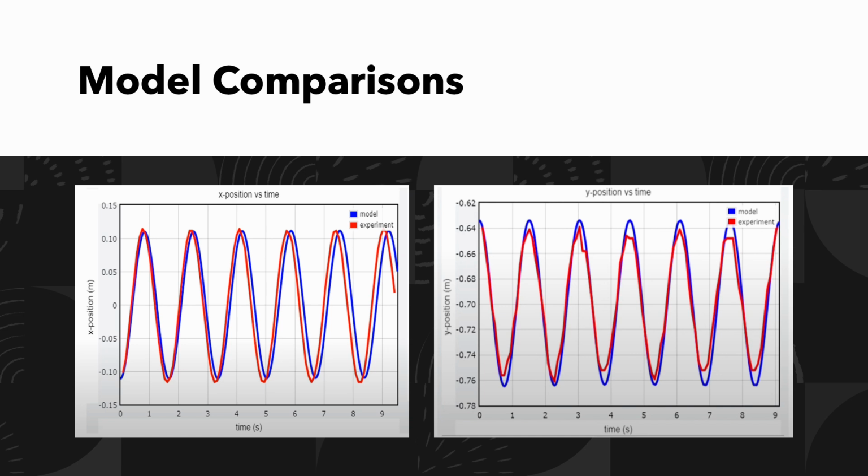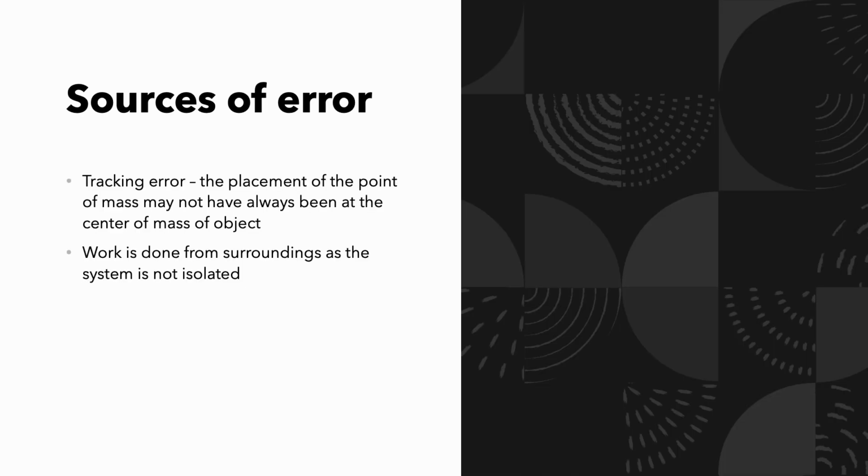These are the model comparisons between the computational model and the experimental data. They represent the oscillations in the x and y direction. As you can see, for the model and experiment, they start off overlapping, but as time progresses, they tend to deviate, which is due to sources of error. There are two sources of error. First is the tracking error. When I manually tracked each frame of the oscillation, the placement of the point of mass may not have always been at the center of mass. And second, work is done by the surroundings, as the system is not completely isolated.